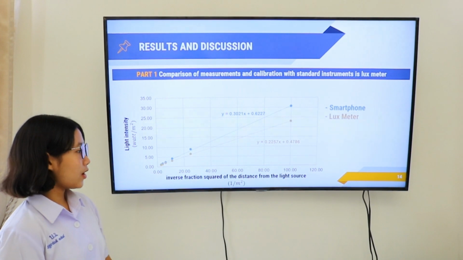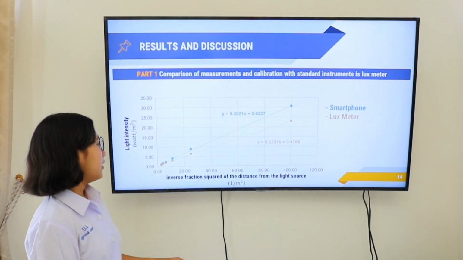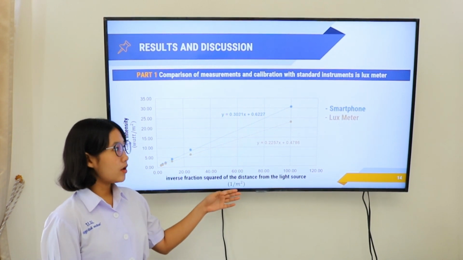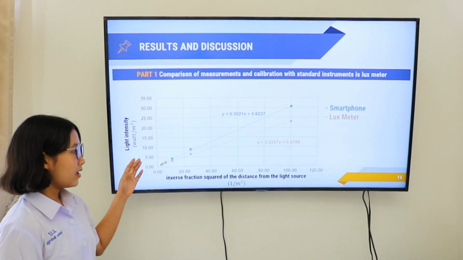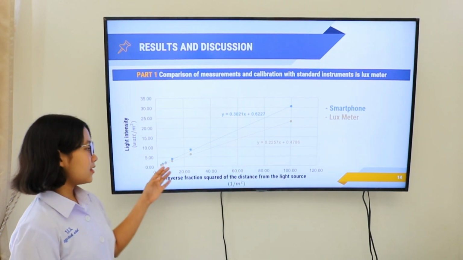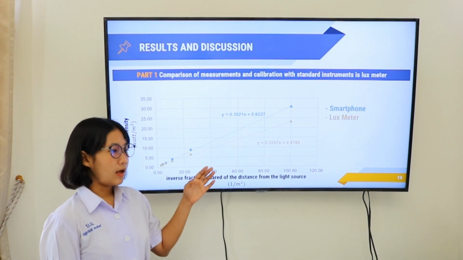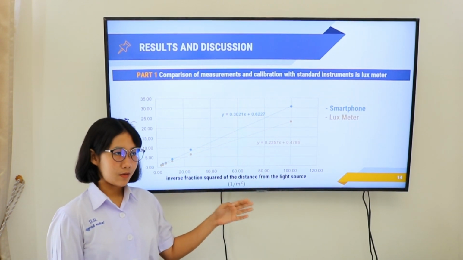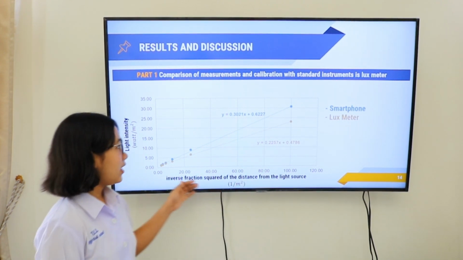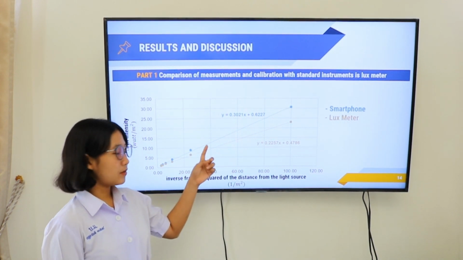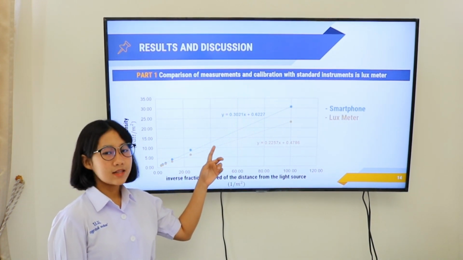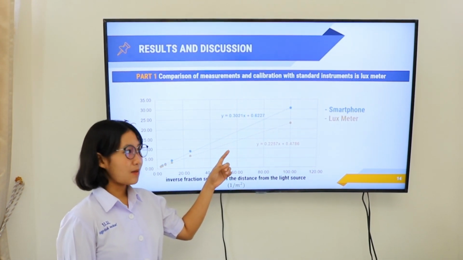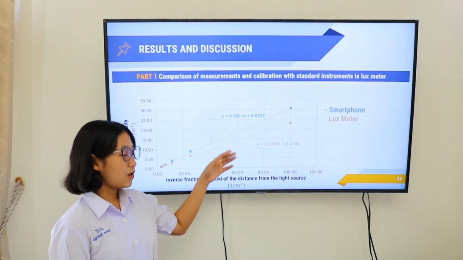So this is my result. Part 1. This graph shows the inverse fraction square of the distance from the light source against the light intensity. I found that the light intensity increases when the inverse fraction square of the distance from the light source is increased. The blue line shows the data from the smartphone, and the yellow line shows data from the lab meter, and these two lines have a close slope.